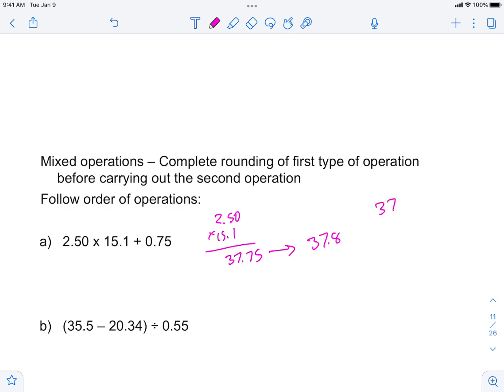Now, 37.8 plus 0.75. And then, since I am done, and my last operation was addition, I must round according to the rules of addition. So that means this answer will be what? 38.6. Yes, right, because we're going to have to cut this off. So this is called mixed operations, when you're doing both types. If you are carrying out both types, you have to follow the rules of rounding before you carry out the next type of operation. Yes, question?